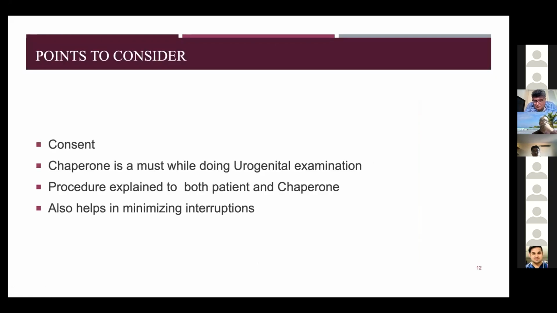So the points to consider when doing a urogenital examination are: consent should always be taken from the patient. A chaperone is a must and should always be present while conducting a urogenital examination. The procedure should be explained to both the patient and the chaperone. And having a chaperone in the examination room can also help minimize interruptions and protect the privacy of the patient.